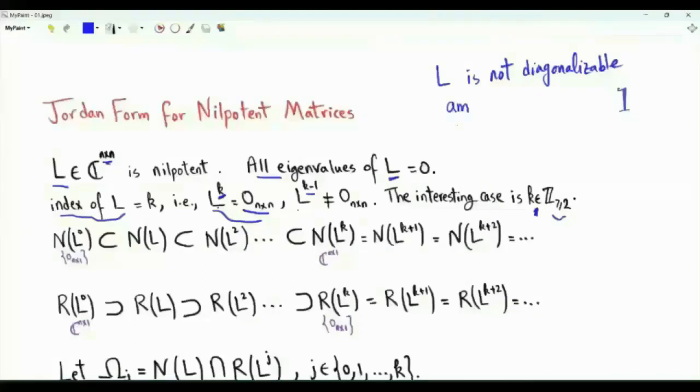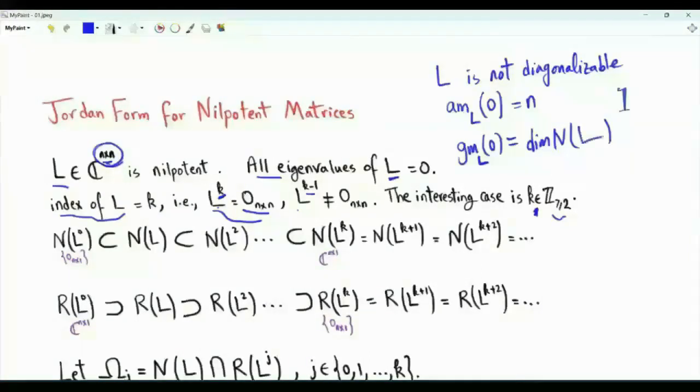What is the algebraic multiplicity of the eigenvalue 0 for matrix L? This is equal to n, because L is an n by n matrix. What about the geometric multiplicity of the eigenvalue 0? The geometric multiplicity of the eigenvalue 0 of matrix L is the dimension of the null space of L minus 0 times the identity. That's the dimension of the null space of L. Note that if we take the case in which the index of L is greater than or equal to 2, then the null space of L to the power 0, which by definition is taken to be the identity matrix, this is just the all zero vector in n dimensions.